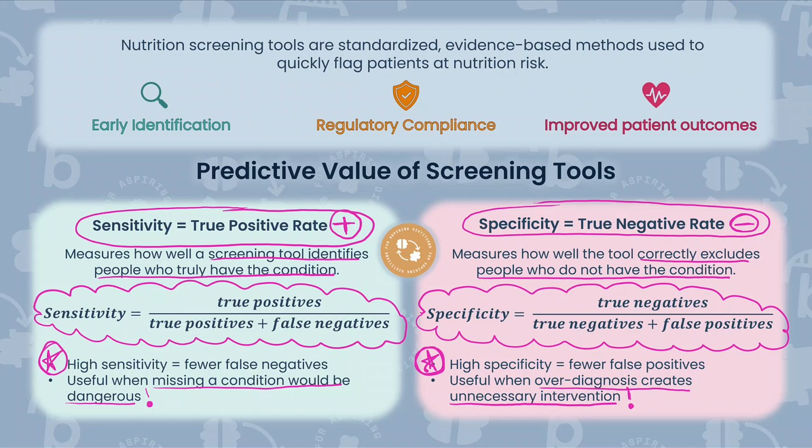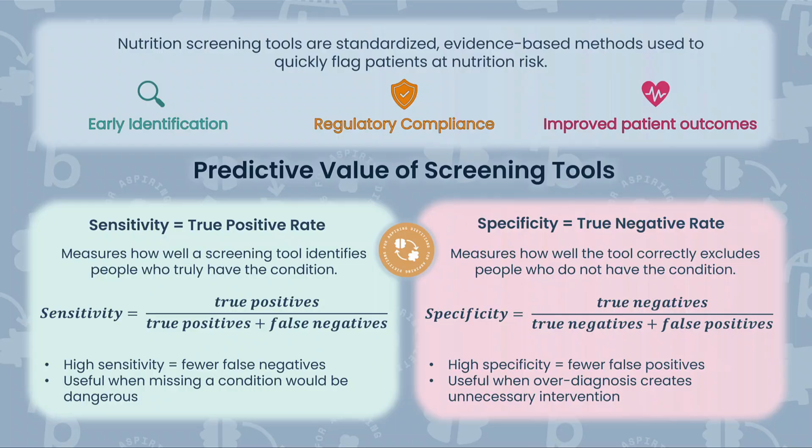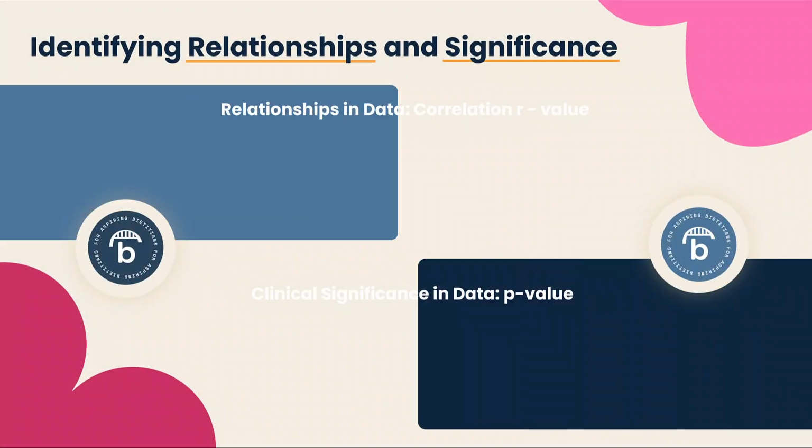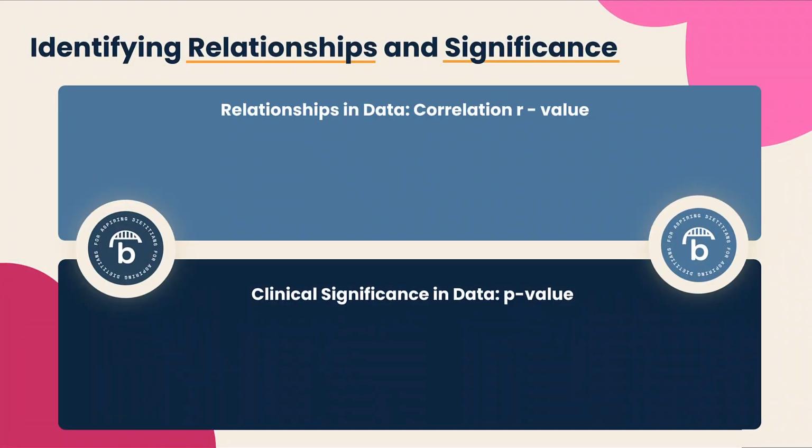For the RD exam, you may need to interpret these metrics, you might need to compare screening tools, or you might need to determine which is most appropriate for a given clinical setting. But to fully interpret healthcare and nutrition research, we need statistical tools to help us analyze relationships, significance, and evidence quality. And so in the final part of this video, we'll look at two essential tools that help us evaluate research findings: the correlation coefficient, also known as the R value, and clinical significance, also known as the P value.